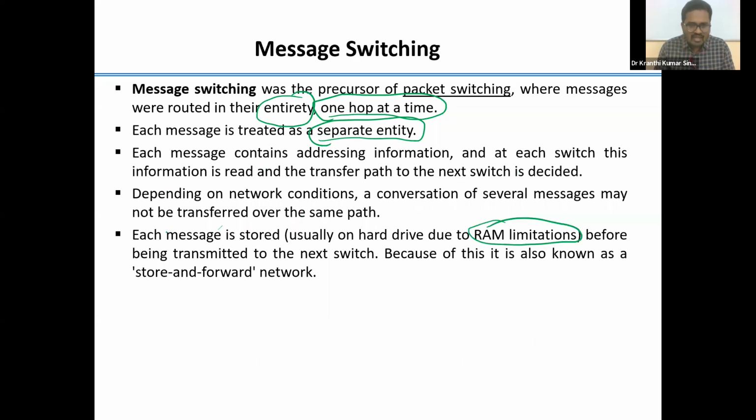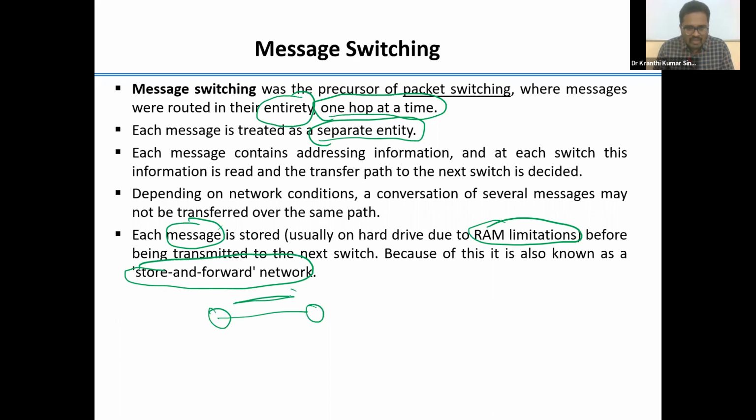Because the message size is very huge, it is not possible to transmit on time. You need to store it somewhere and send it immediately when the network is available, before it is transmitted to the next hop. Because of this, it is also known as store and forward. The time taken to send a message from one device to another is very long.